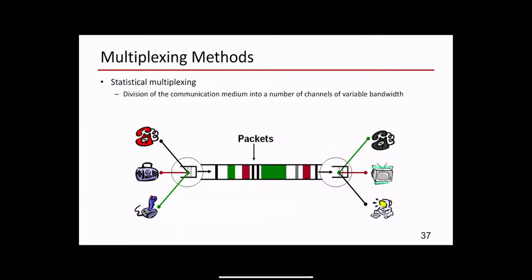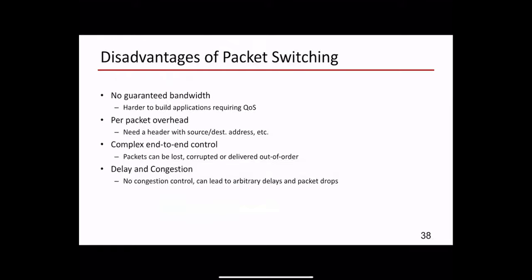So statistical multiplexing like TDM, shared, and one guy talking sequentially. So when they are trying to talk together, meaning there is a collision. No one can receive anything. So what's the issue with the packet switching? So there is no guaranteed bandwidth because we are contention based. Harder to build the application require QoS, meaning there is no guarantee. You have to compete through.